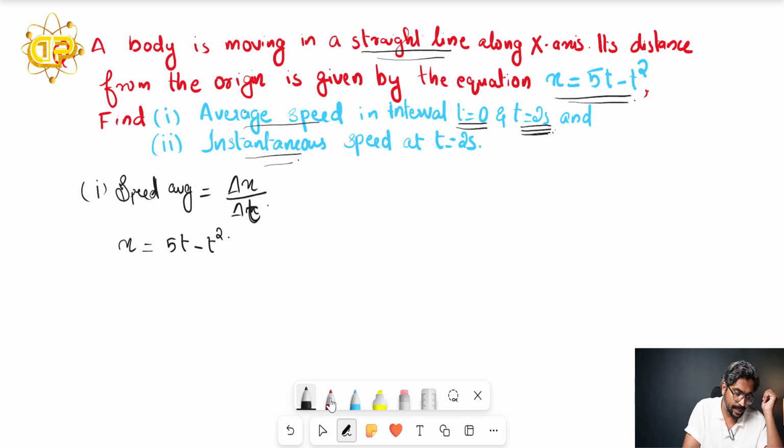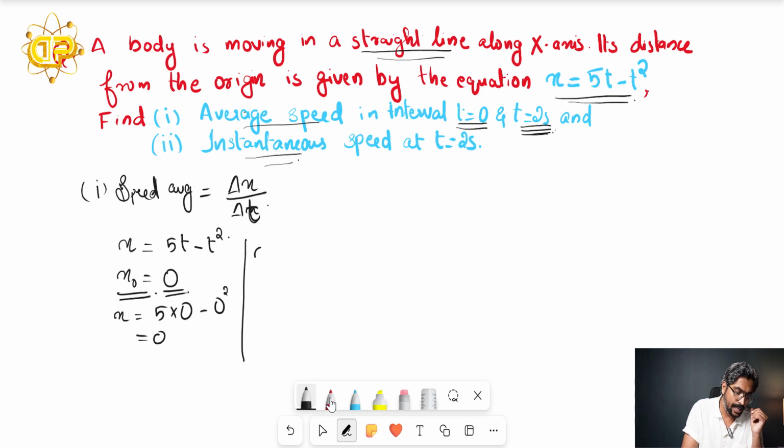Just imagine that x0 corresponds to the distance at t is equal to 0. So what will that be? Substitute the values of t as 0, then you will get the answer. So x will be equal to 5 into 0 minus 0 squared, that is equal to 0. So x0 will be equal to 0.